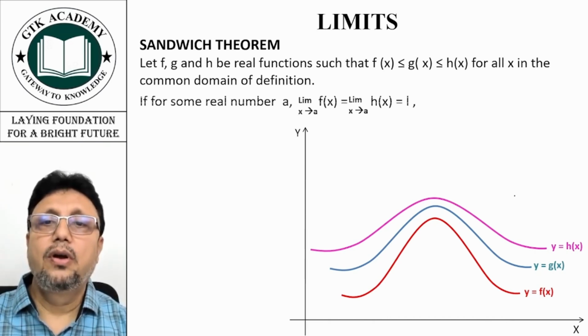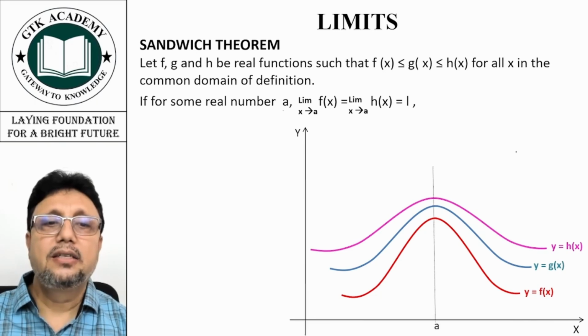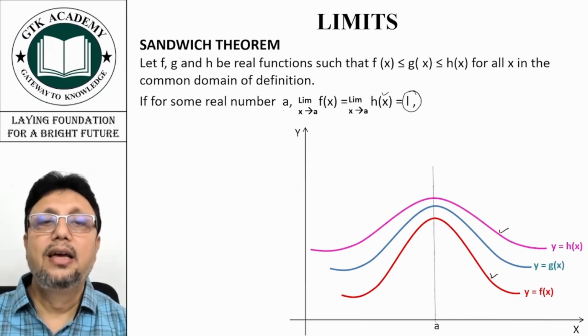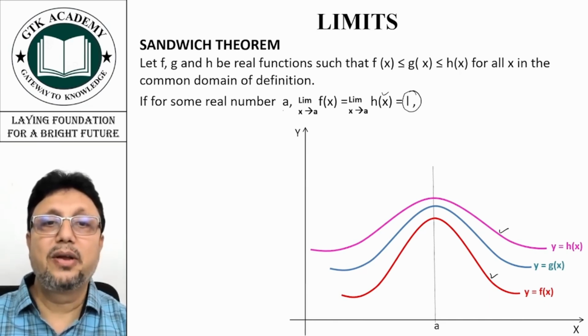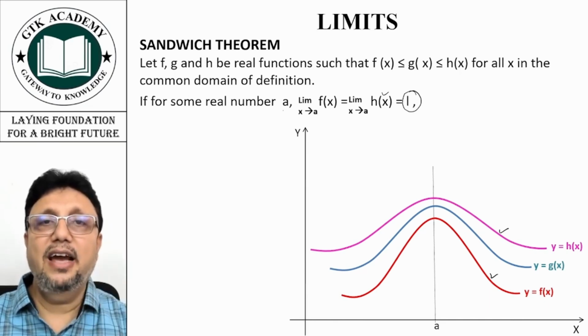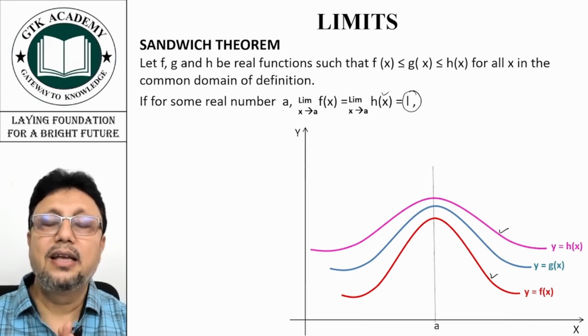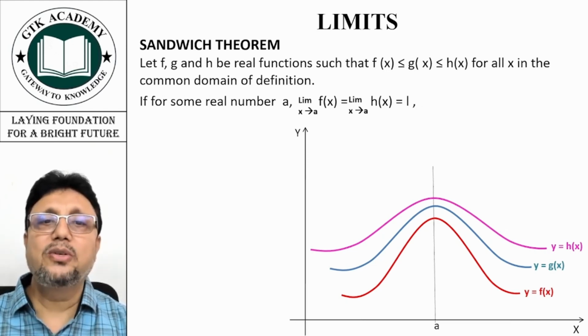Now, if for some real number a, the limit of f(x), which is the least, is equal to the limit of h(x), which is the greatest, and both these limits are equal to L. Now the same example which we discussed of three brothers: if the ages of the eldest and the youngest are equal, then the age of the middle will also be equal to that. Here also apply the same logic.